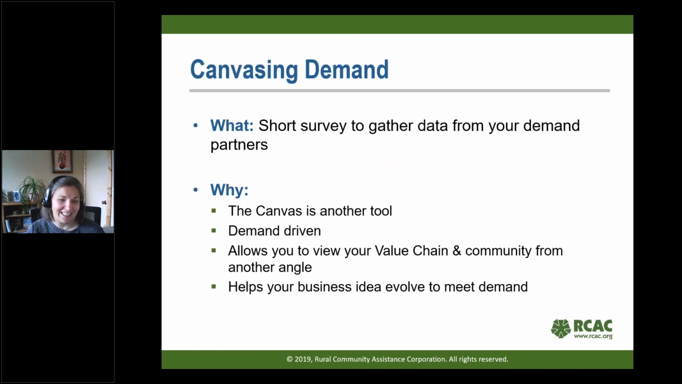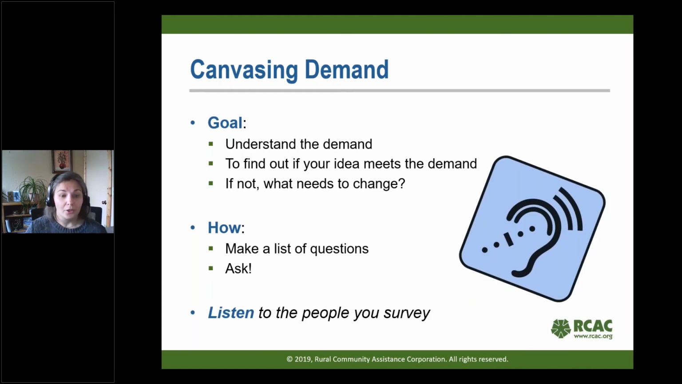So what is canvassing? Canvassing demand is a short survey to gather data from your demand partners. Remember that economic opportunities, value chains, or products, services, or projects we are all working on, they all start with demand. The goal of canvassing is to better understand your demand partners and if your idea meets their needs. The only way to find out is to develop a list of questions and ask. Then, listen to the people you survey. Sometimes what you're offering is not exactly what they need, and you may have to adjust your idea, and that's okay. It's just part of the process.